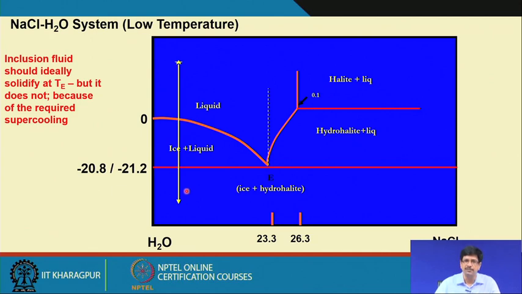It could be pretty variable. For example, if the inclusion is a pure water plus sodium chloride liquid, and the eutectic temperature corresponds to minus 21.2, we may need to freeze it to minus 40, minus 50 or minus 60. It is quite variable, and different inclusions may need different degrees of supercooling to form the solid.